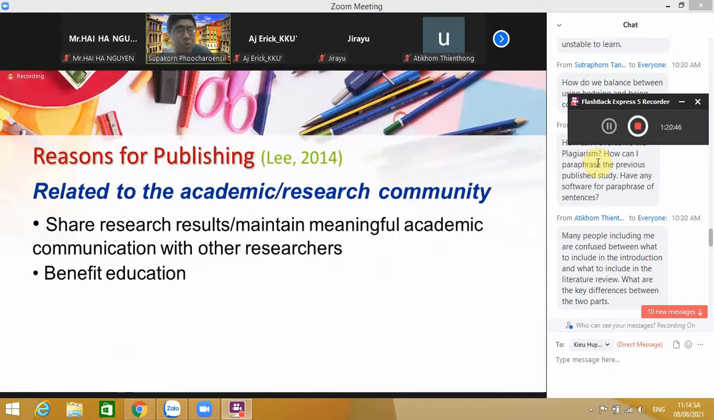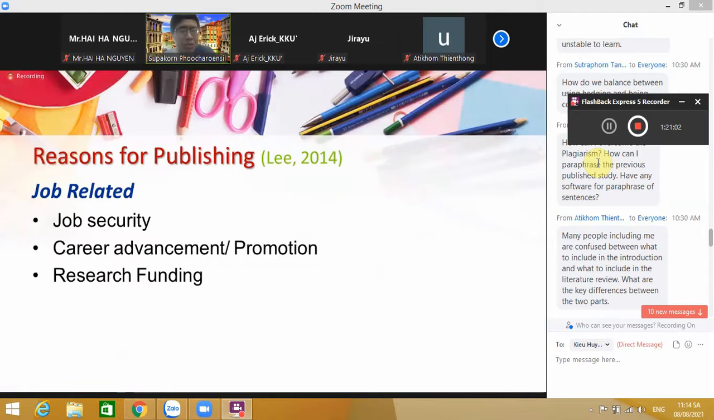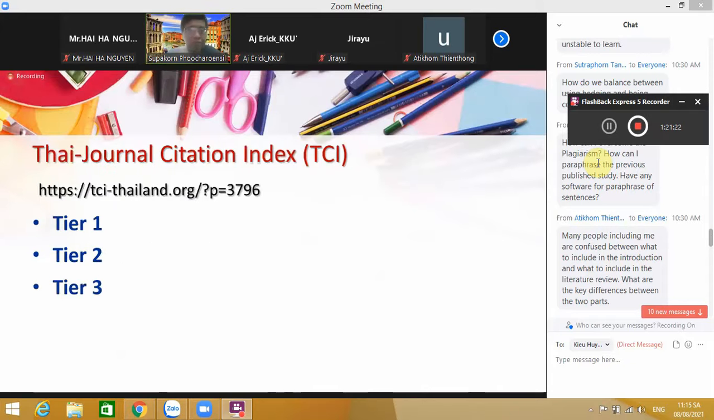First of all, why do we have to publish, right? According to Professor I.C. Lee, we publish because this is related to our academic community and research community. We want to share our research results. We want to benefit education. But what seems to be closely related to our job is we want to maintain our job. We want to make sure that we have job security. Some of you might want to get research funding. Some of you may want career advancement, promotion to assistant professor, associate professor, and full professor, right?